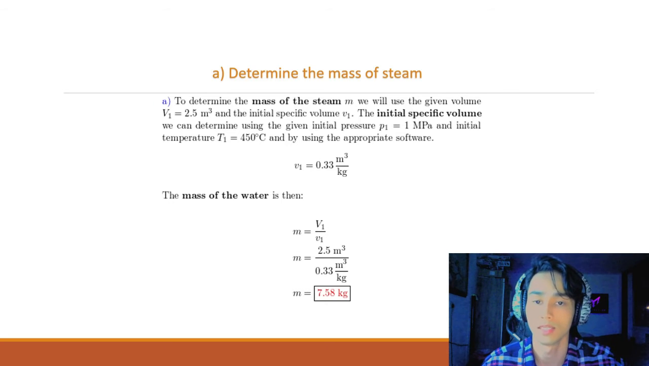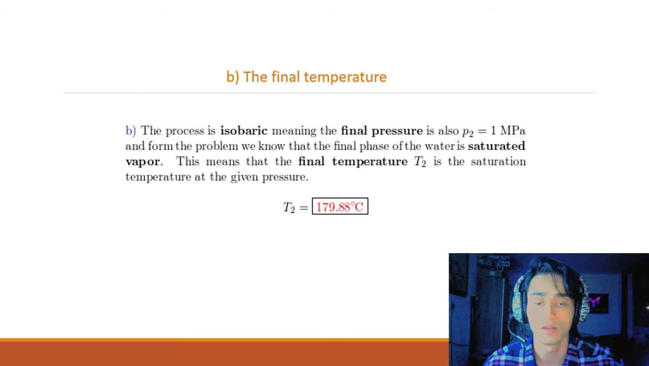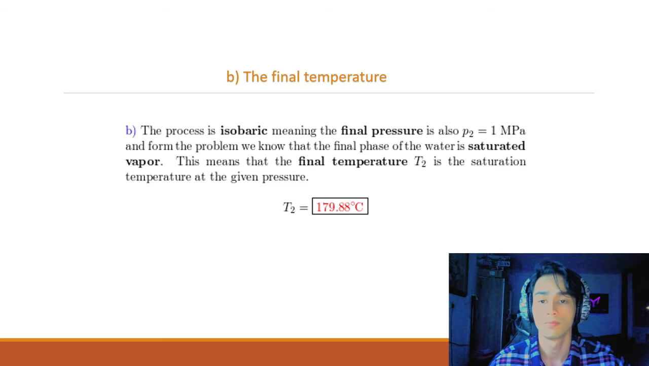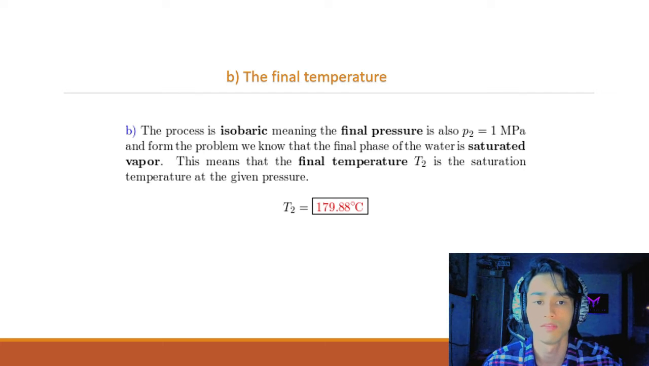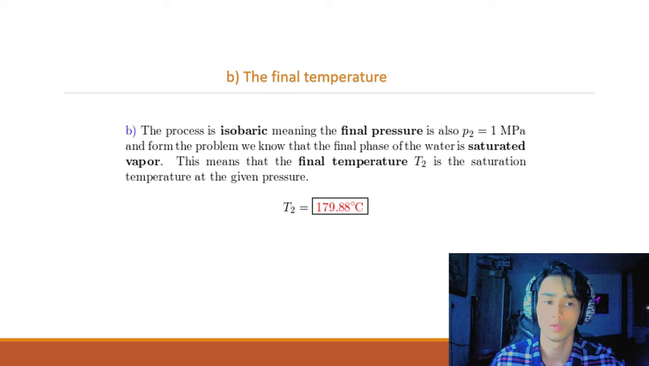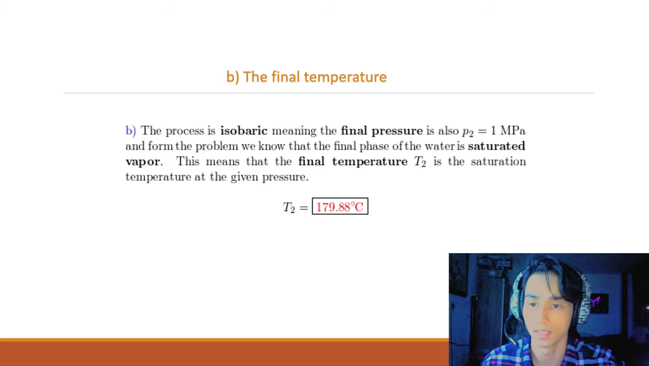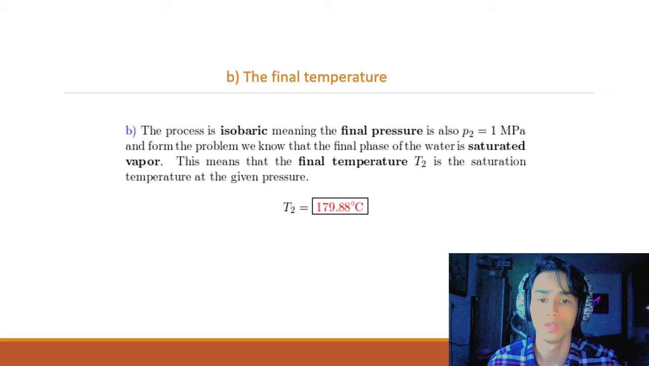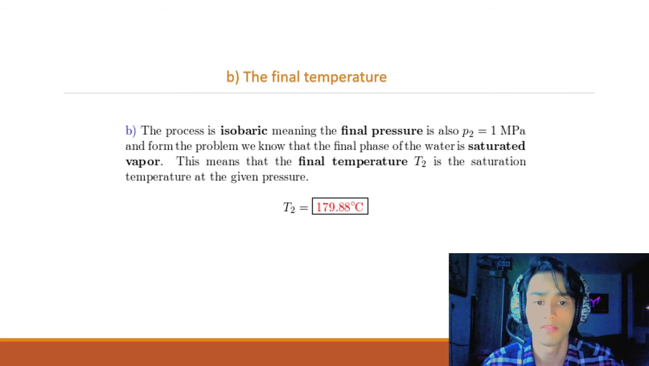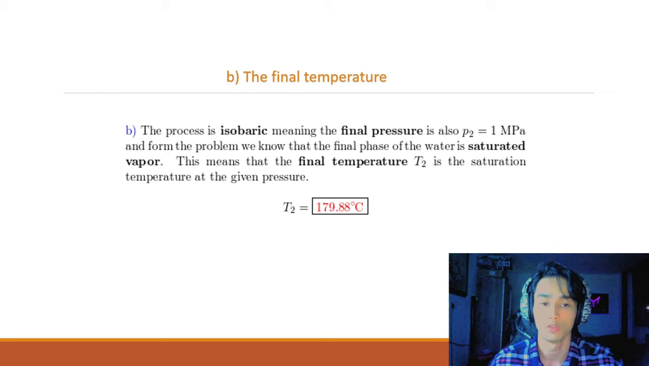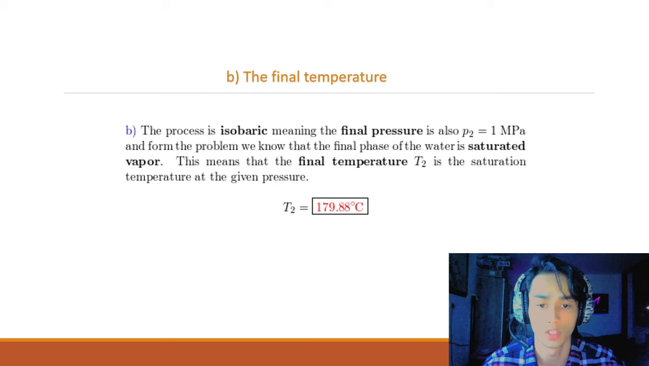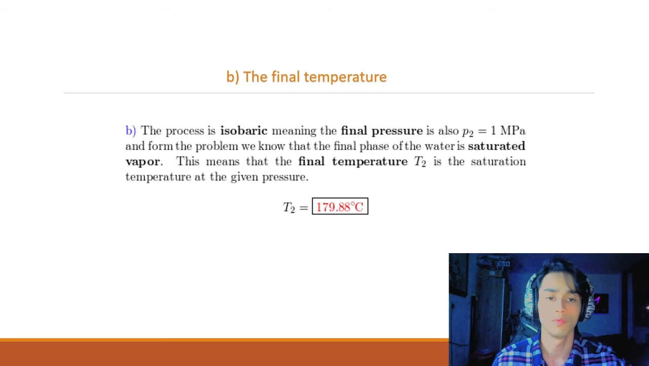Okay, we move to the next question, which is we need to find the final temperature. The process is isobaric, meaning the final pressure is also P2 equal to 1 MPa, and from the problem we know that the final phase of the water is saturated vapor. This means that the final temperature T2 is the saturation temperature at the given pressure, which is 179.88 Celsius.